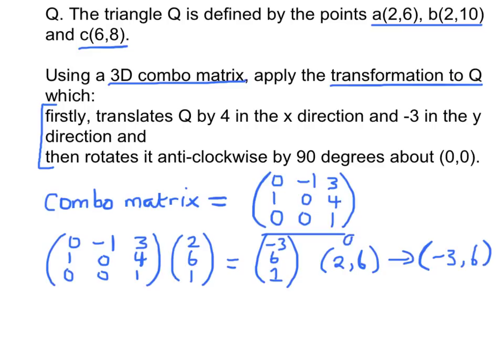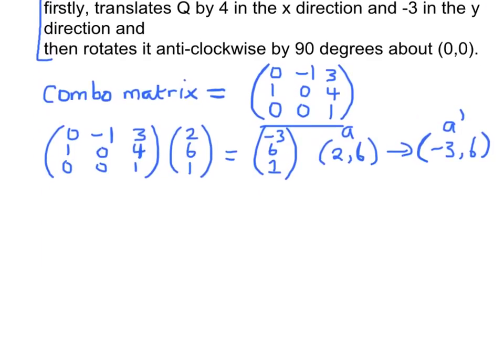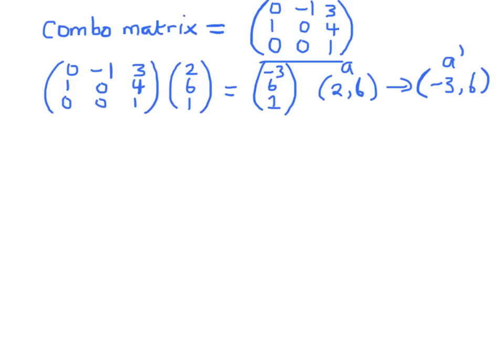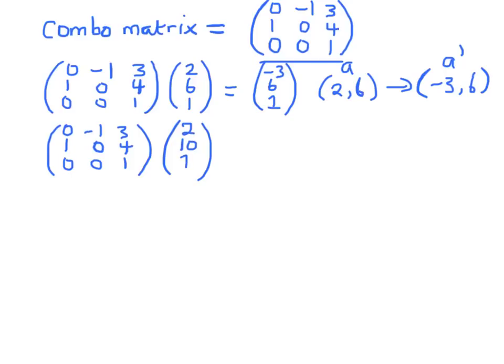So if this was my A point, this would be my A dash point, or my image of A under this transformation here. If I move up the page and do exactly the same now for the next 2 points, what I get is this matrix here, 0, 1, 0, minus 1, 0, 0, 3, 4, 1, multiplied by the B point. The B point is 2, 10, 1.